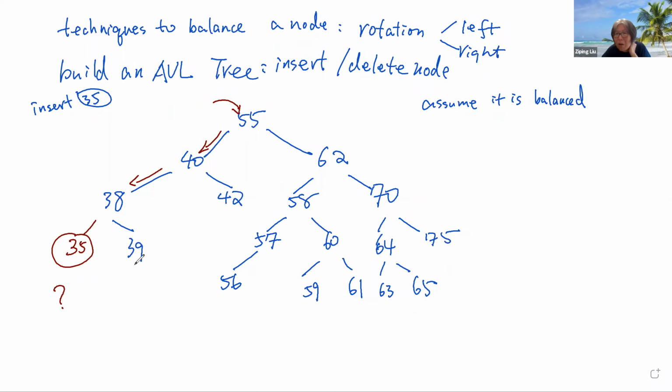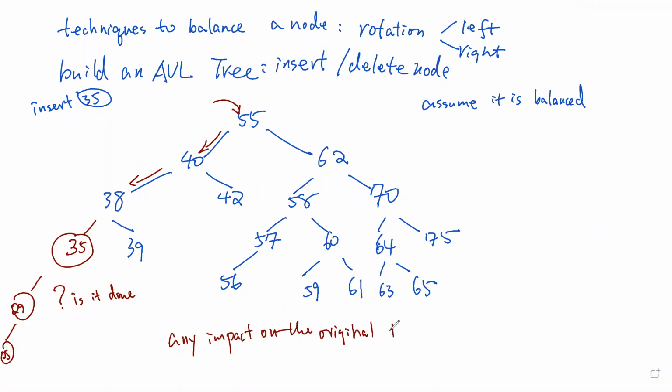After I insert 35, the question is, is this done? Just think about it whenever you insert a new node. You can insert more, maybe 29, maybe 25. If you keep inserting, what's going to change? Any impact on the original tree? You'll unbalance the tree. Yes, very good.